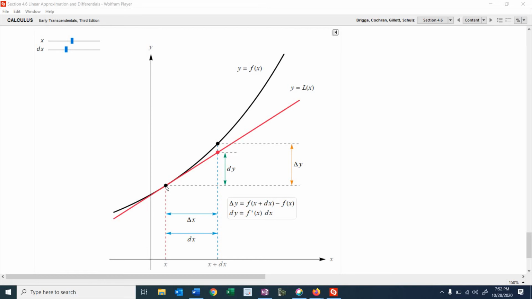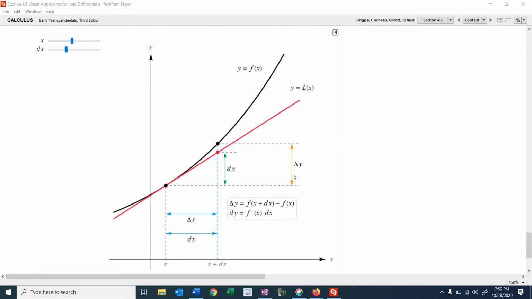But the slope of a tangent line can also be gotten from taking the rise over the run. And notice that when we make this much run, the tangent line rises by this much here, which is dy. So f prime of x, which is the slope of this tangent line, is equal to the rise over the run, which is dy divided by dx. So f prime of x is equal to dy divided by dx, and if you multiply the dx to the other side, then you can see that dy is just f prime of x times dx.